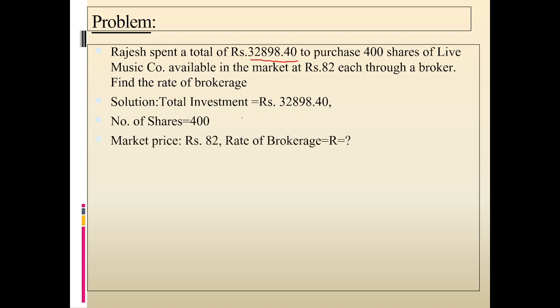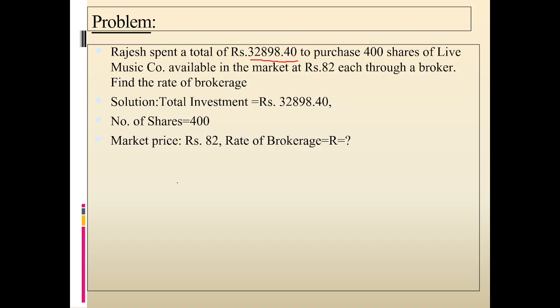Market price is also given, 82 rupees. Now here the rate of brokerage we have to find, we consider it as R. From the total investment, we know that total investment divided by purchase price gives the number of shares.